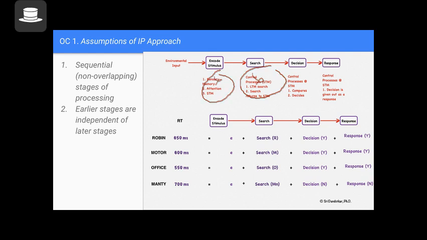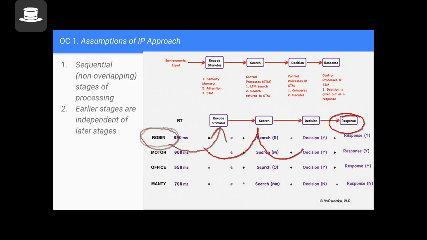Another assumption is that the earlier stages are independent of later stages. Now, when you say earlier stages are independent of later stages, it means two things here. Number one, for any given word, the encoding of that word has nothing to do with the response that you will have for that word. Well, it's logical, right? There's no other way. Before encoding, how can you even have a response, right? So the response for this word should not affect the encoding of the same word, which makes complete sense.